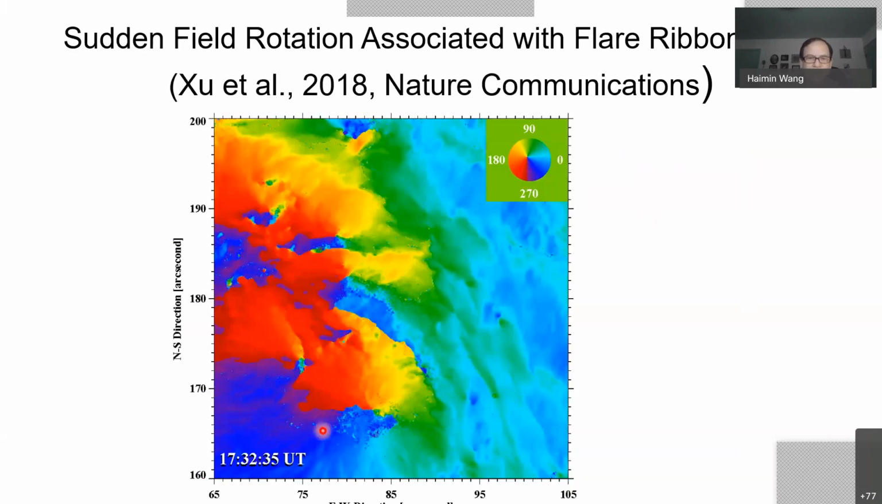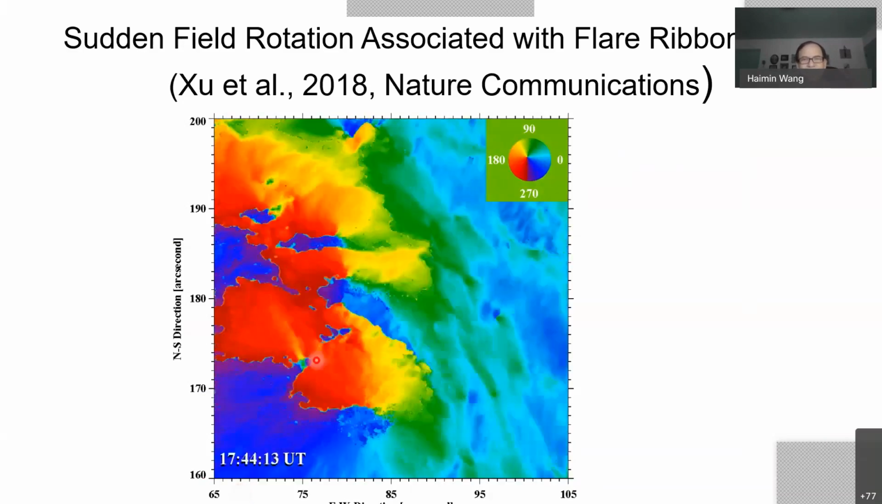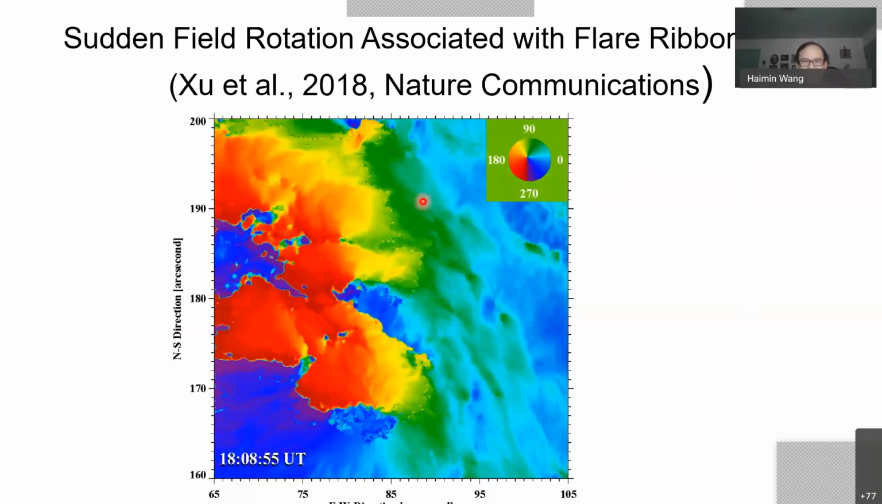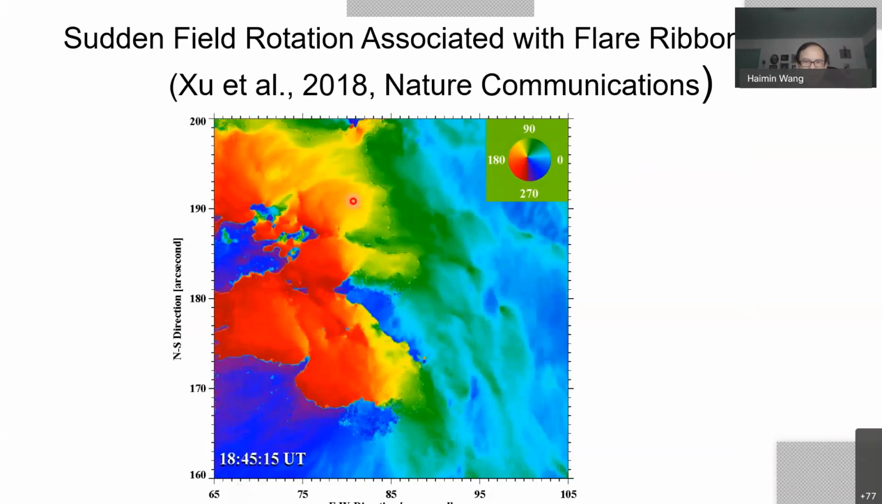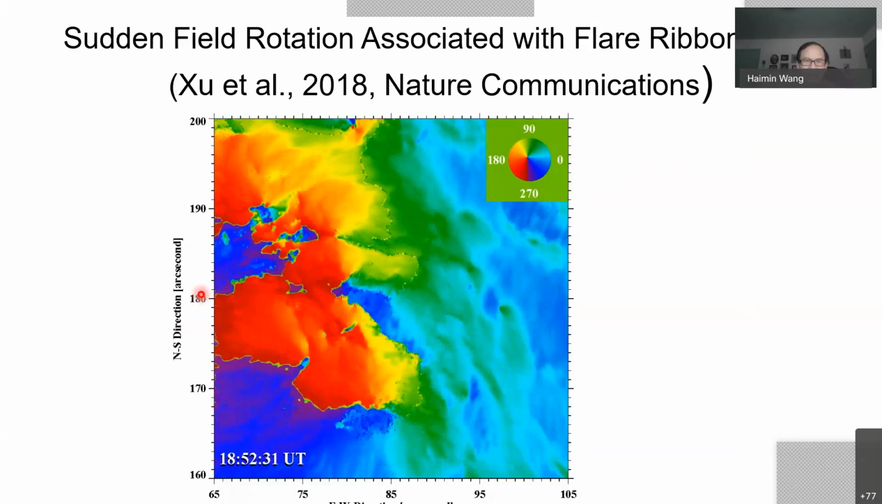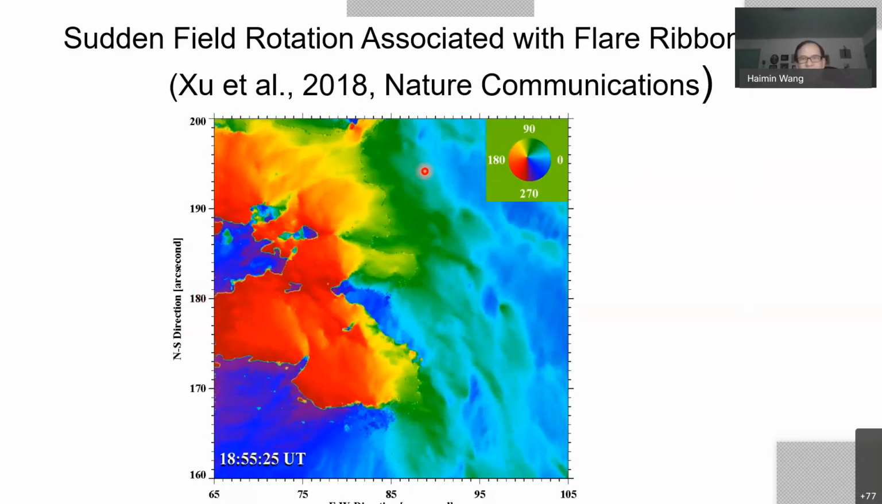So this should be a movie. And if you look carefully, just follow my cursor, you will see this is not a B strength, it's just the B field direction. So you can see a propagation of a disturbance. This actually corresponds to a flare ribbon.